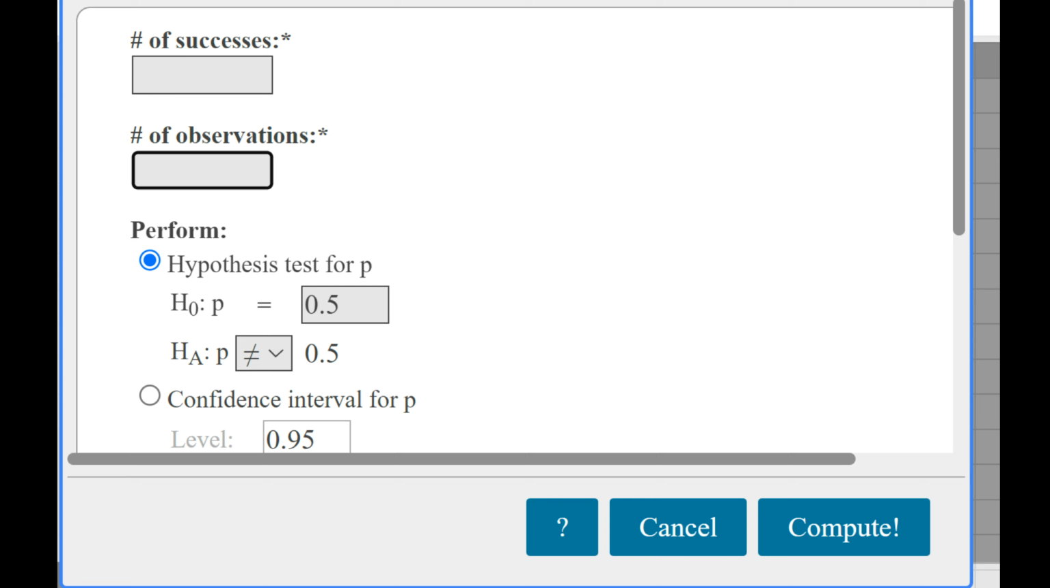Now, the thing that we're trying to test here is developing nausea. So, in this case, a success will be someone developing nausea. There were 54 patients that developed nausea out of 242. My hypothesis test would be that P was equal to 0.2, or that it was greater than 0.2.